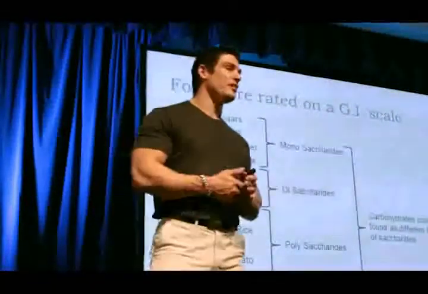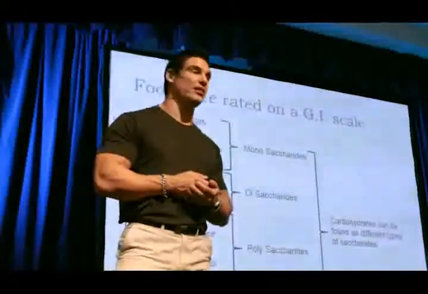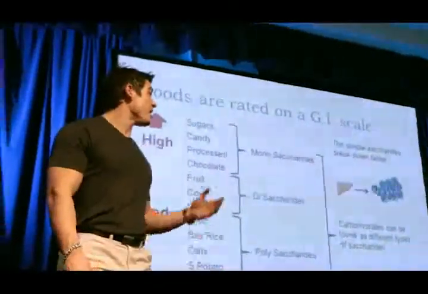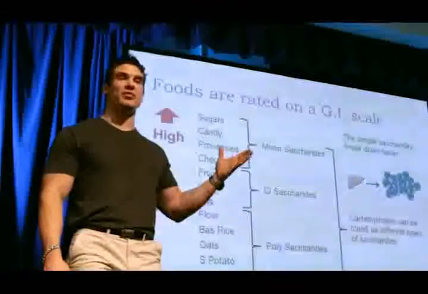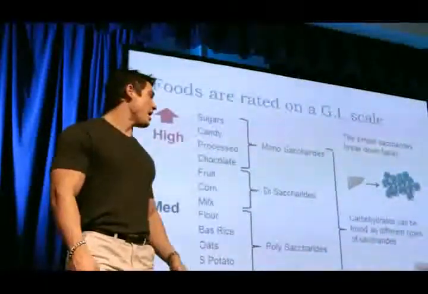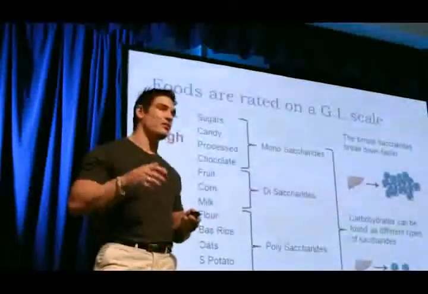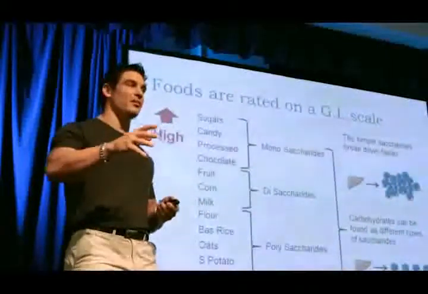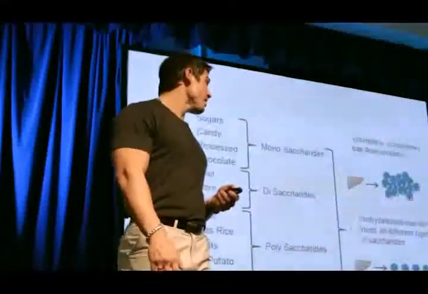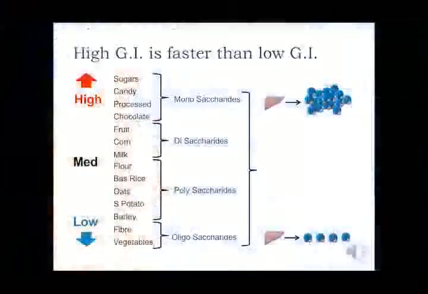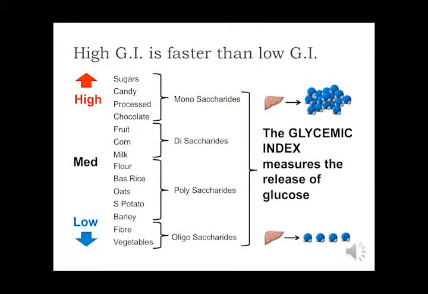Now carbohydrates can be found as different types of saccharides. Your high ones are going to have a release from the liver. Now they're going to flood your bloodstream at a fast rate. And your complex carbohydrates are going to have a steady release into your bloodstream. And the GI scale measures the release of glucose from your liver into the bloodstream. All right? So when you hear about GI, you're going to know that your liver is supplying your bloodstream at a certain rate.